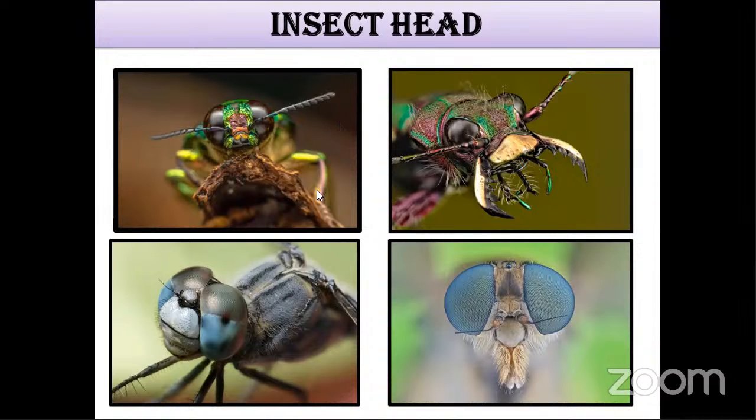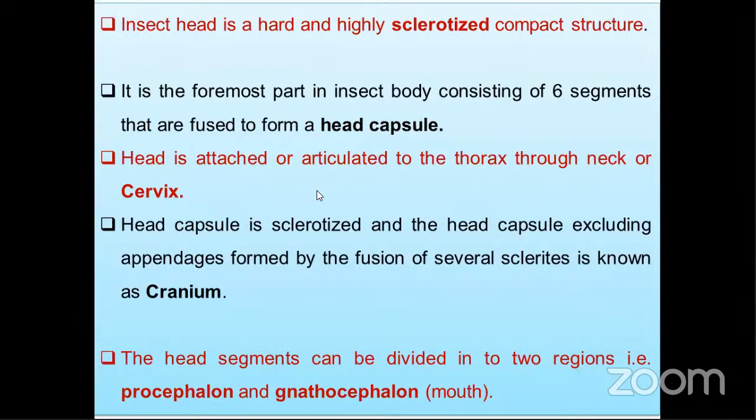You can see here, the head is a very hard, highly sclerotized complex structure. It is the foremost part of the insect body. Foremost means the anterior part of the insect body. So the anterior is the first tagma, the second tagma is the thorax, and the third tagma is the abdomen. The most important bit in ICR examinations: the total number of segments in the head capsule. There are 6 segments. I think in 2018 they asked this bit. The total number of segments in the insect head is 6.